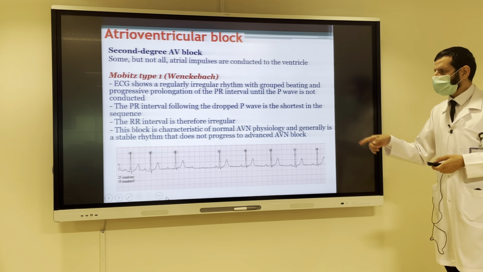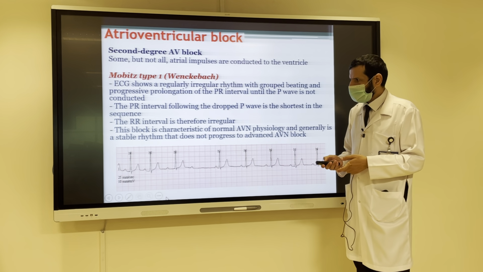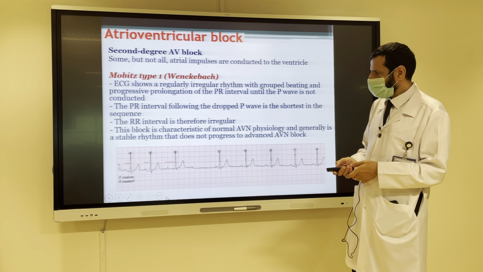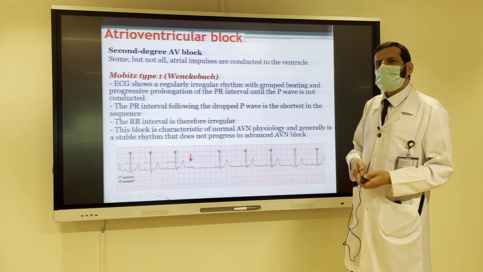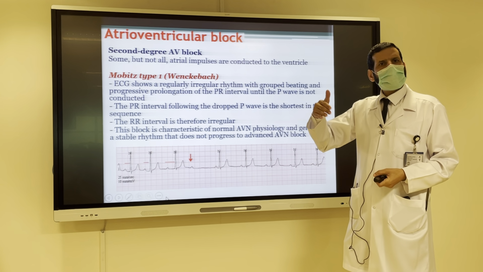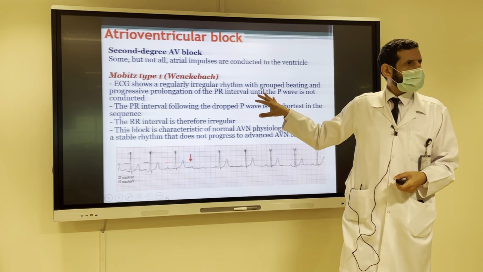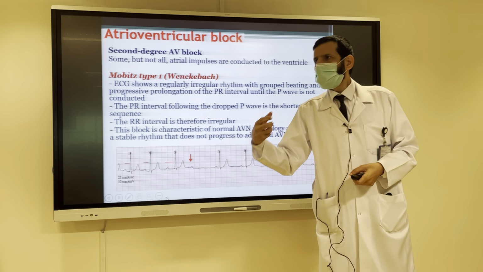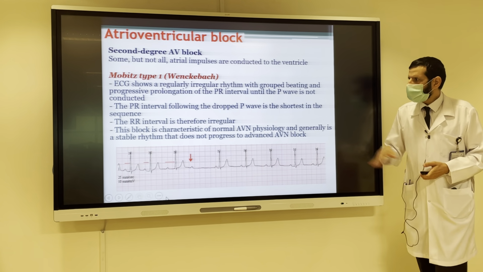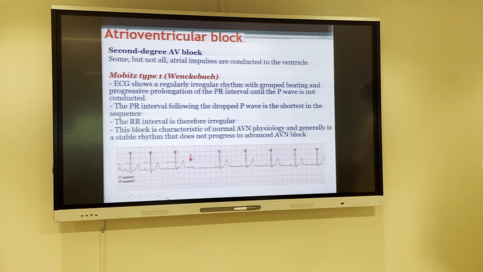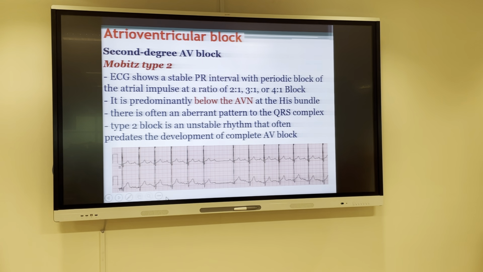Is this type 1 or type 2? Type 1, because PR is increasing. PR is increasing, and then we have no conduction. This is called Mobitz 1 or second degree type 1. Again, most of the time it is happening at the level of the AV node. Nothing needs to be done about it, no need for intervention. This one?